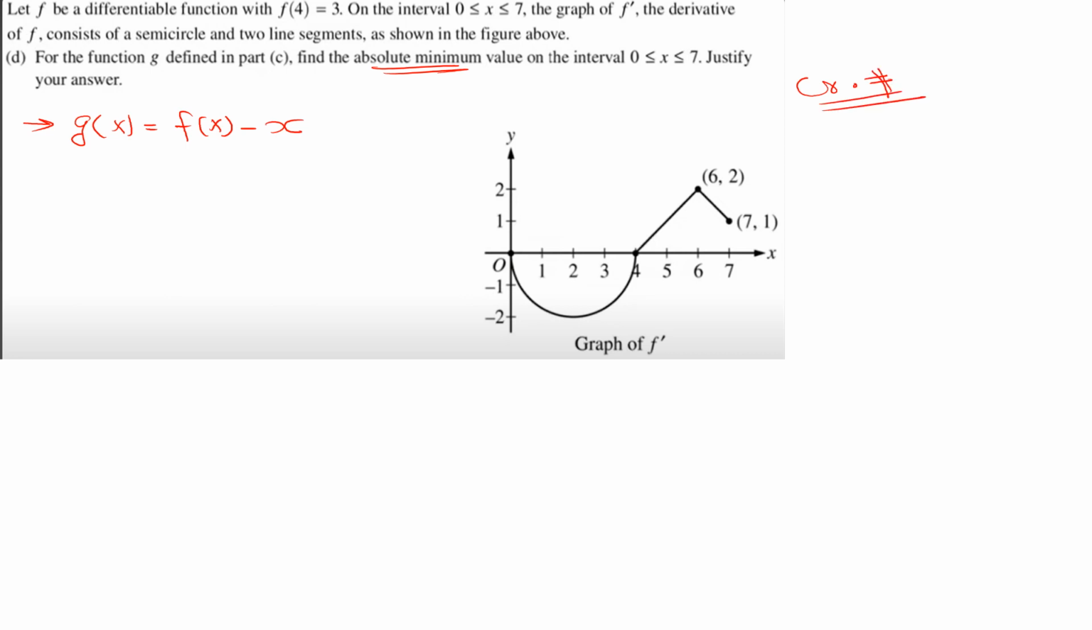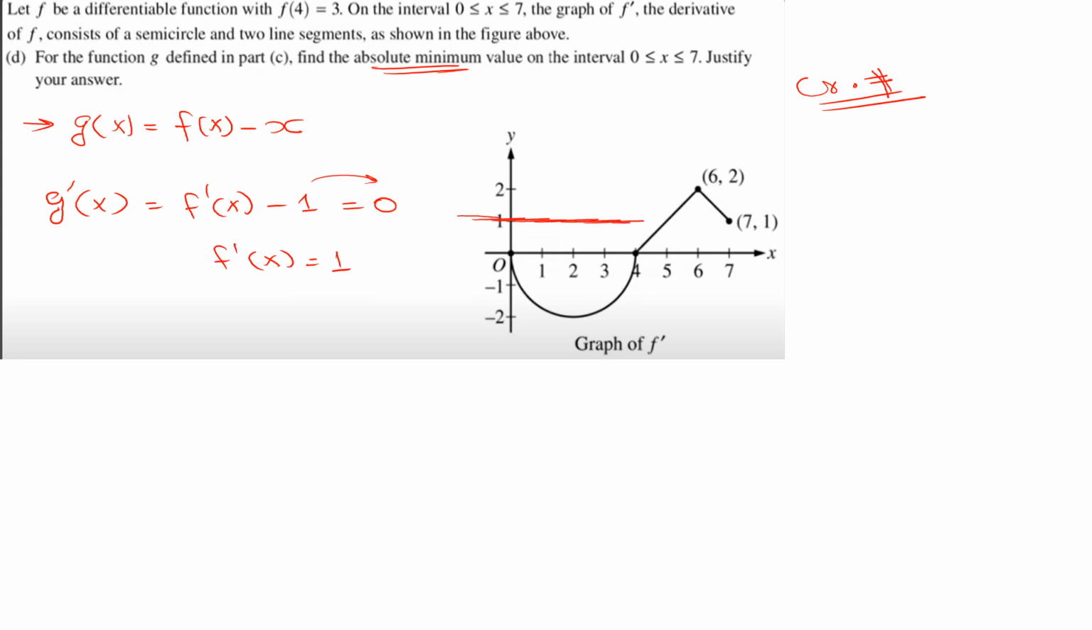In order to calculate the critical numbers, we have to take the derivative of the function. So the derivative of g of x is g prime of x, the derivative of f of x is f prime of x, and the derivative of x is 1. And set the equation equal to 0. Bring the 1 over here, so we will have f prime of x equals 1. So where the function f prime of x is equal to 1.